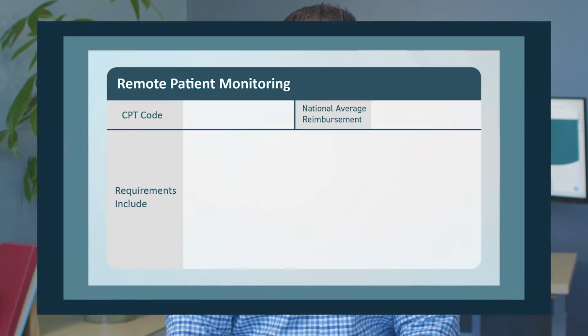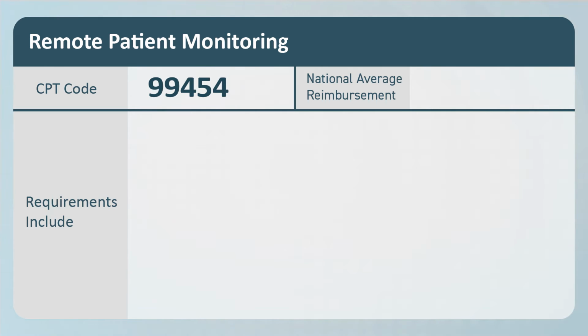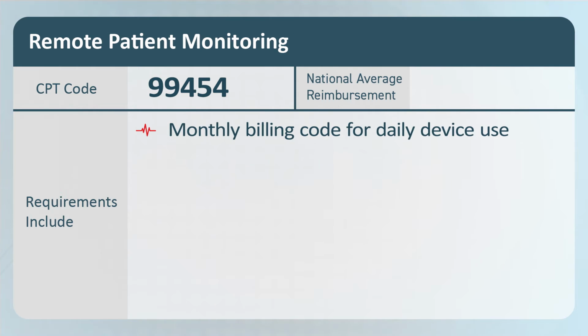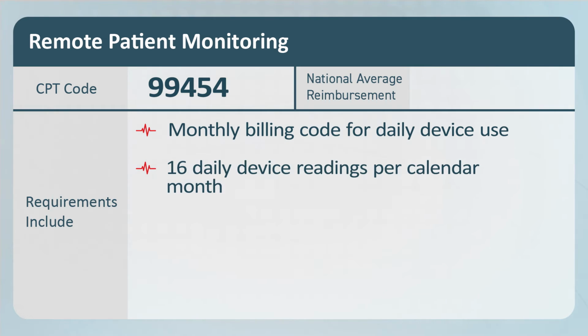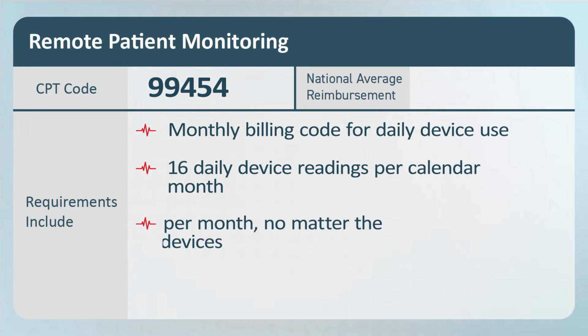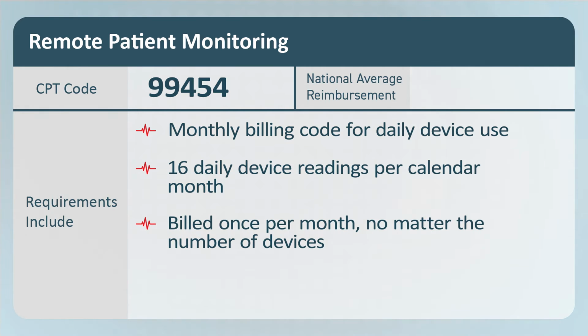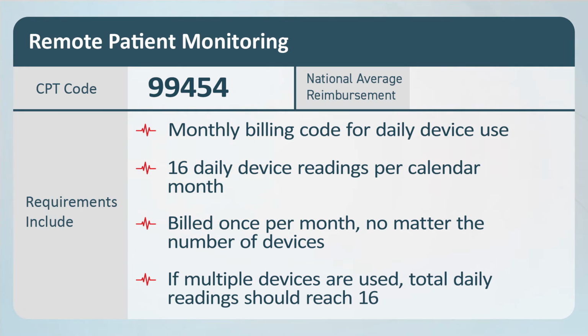The other device-based code for RPM is CPT code 99454. This code is for daily device use and monitoring. A patient must take at least 16 daily device readings per month in order to trigger this code. This code can only be billed once per month, no matter how many devices the patient is using. If the patient has multiple devices, you can total the daily readings from those devices to reach 16 daily readings. 99454 has a current national average reimbursement rate of $50.